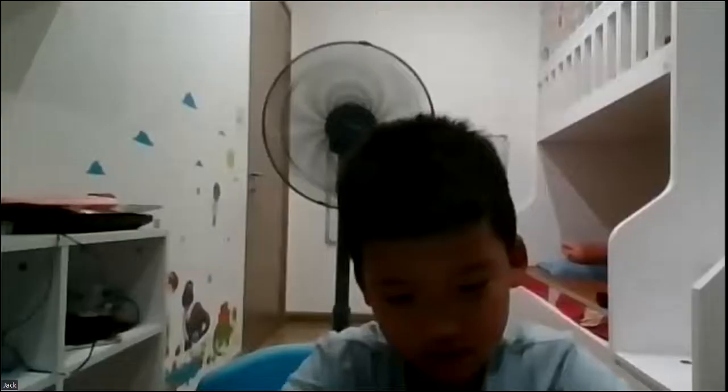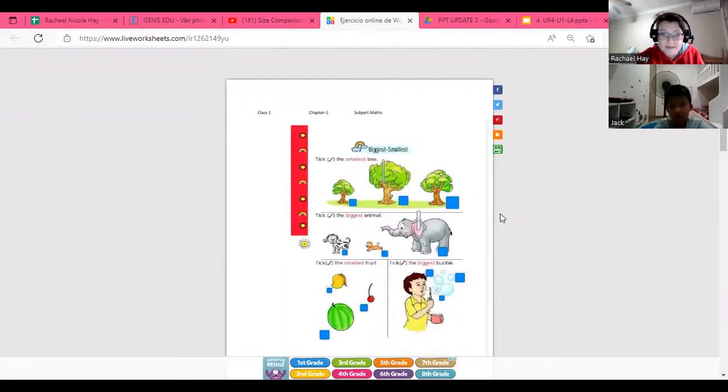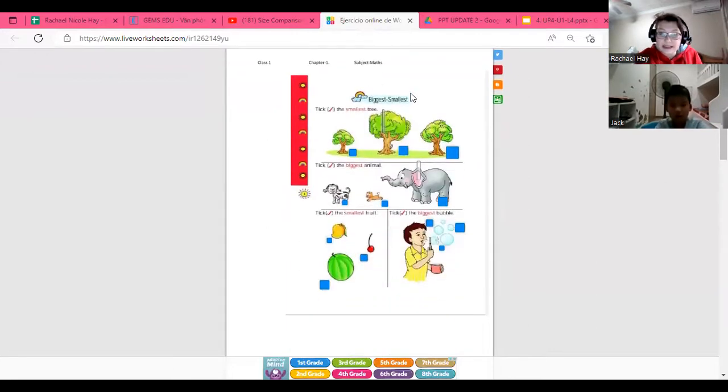Okay, your monster game has come up, there we go. Not your monster game, sorry, your homework. We do homework first, and then monster game. Okay. Can you see this? Yeah. Okay, I can't make it bigger. Which is the smallest tree? A, B, or C? A.